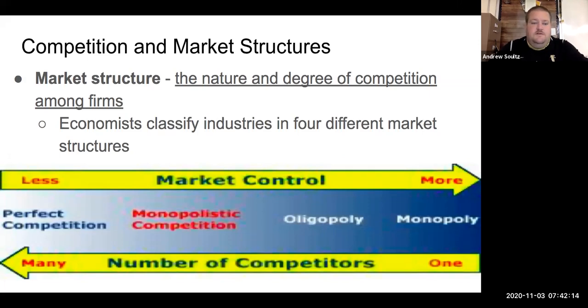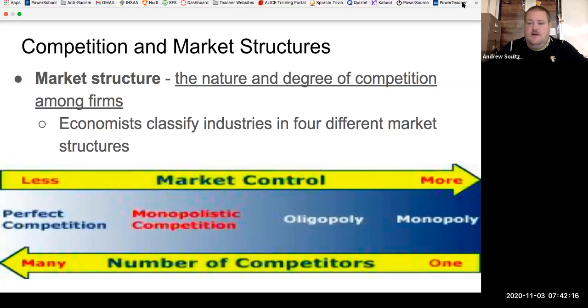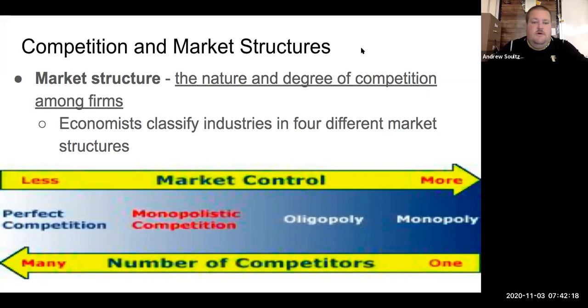Your first term is market structure. When we talk about market structure, what we mean is the nature and degree of competition among firms in that market. For example, in the soft drink industry, we'll see how competitive that market is: how many competitors there are, and how equally the share of that market is split up. That would be the market structure.